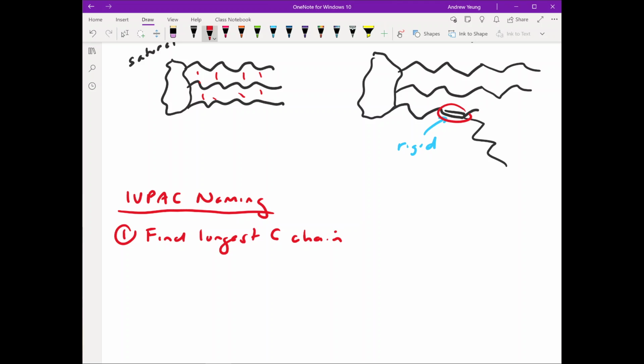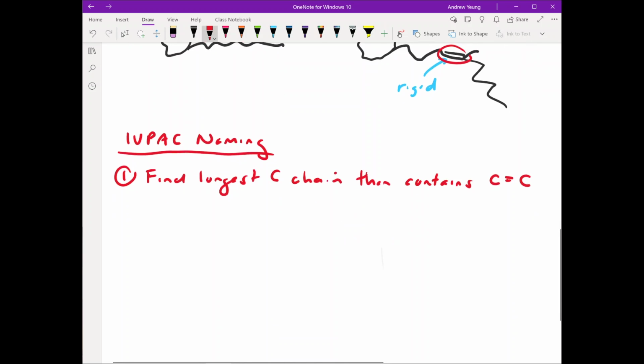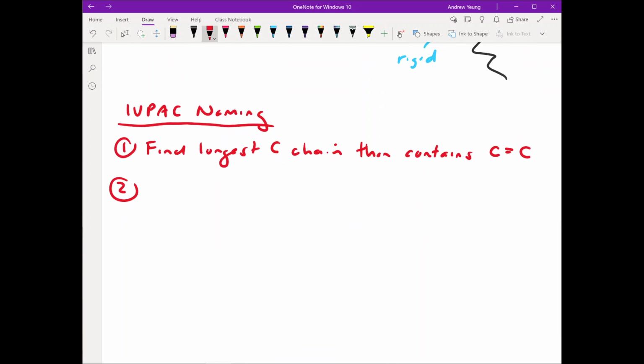So find the longest carbon chain that contains the C double bond C. Okay, I want to make sure that that double bond is included in my longest chain. So hypothetically, I could have a really long string of single bonded molecules, but if it doesn't contain the double bond, that's not going to be our parent. The other thing that we're going to take note of, aside from the ending change to ENE, is that because this double bond as a functional group is so special, we say the double bond takes priority. In terms of our naming, something that takes priority always takes the smallest number.